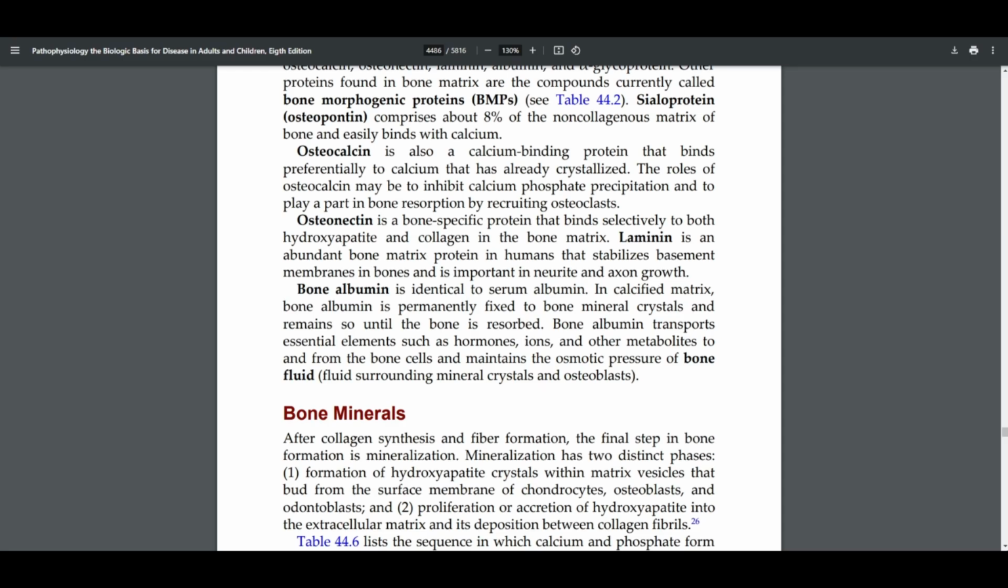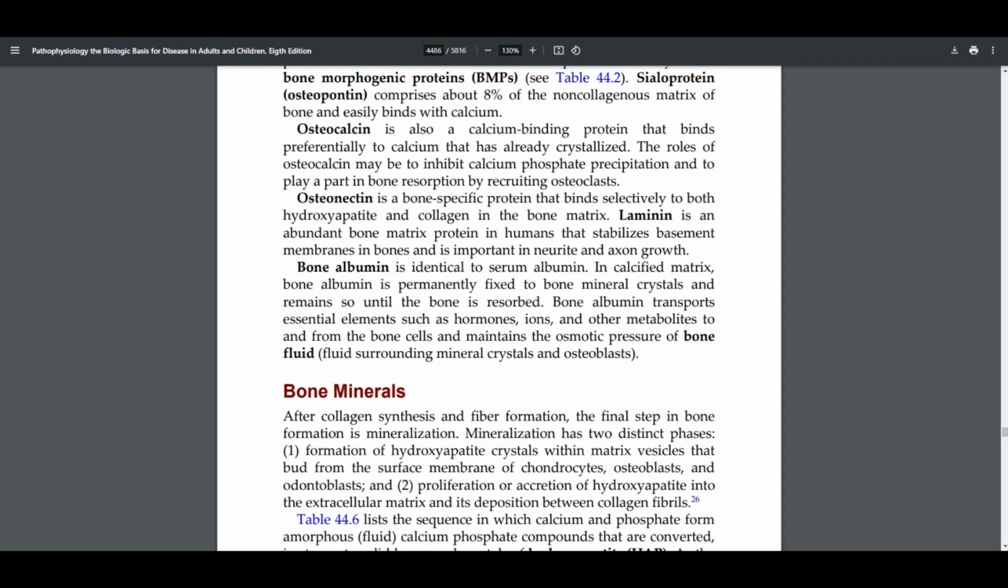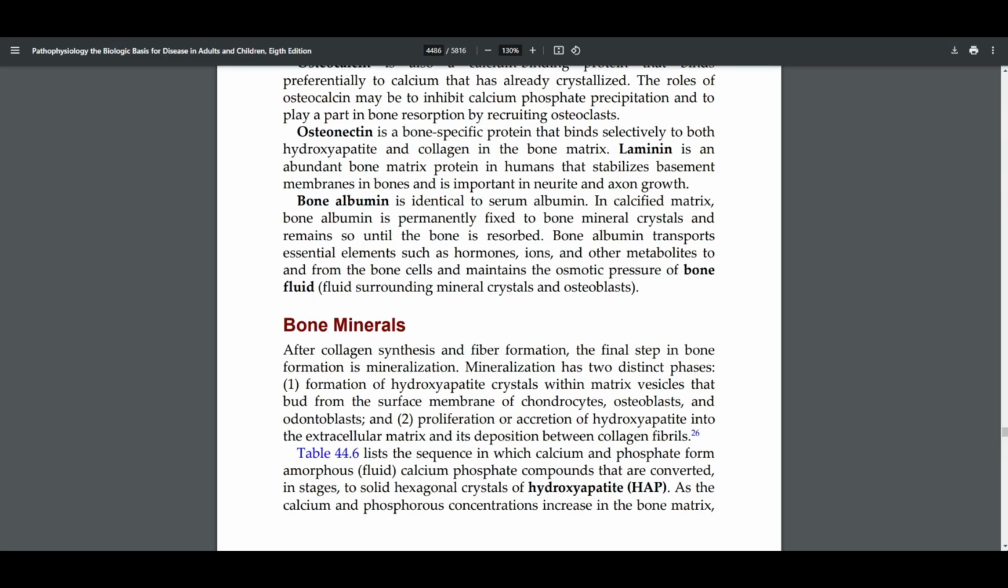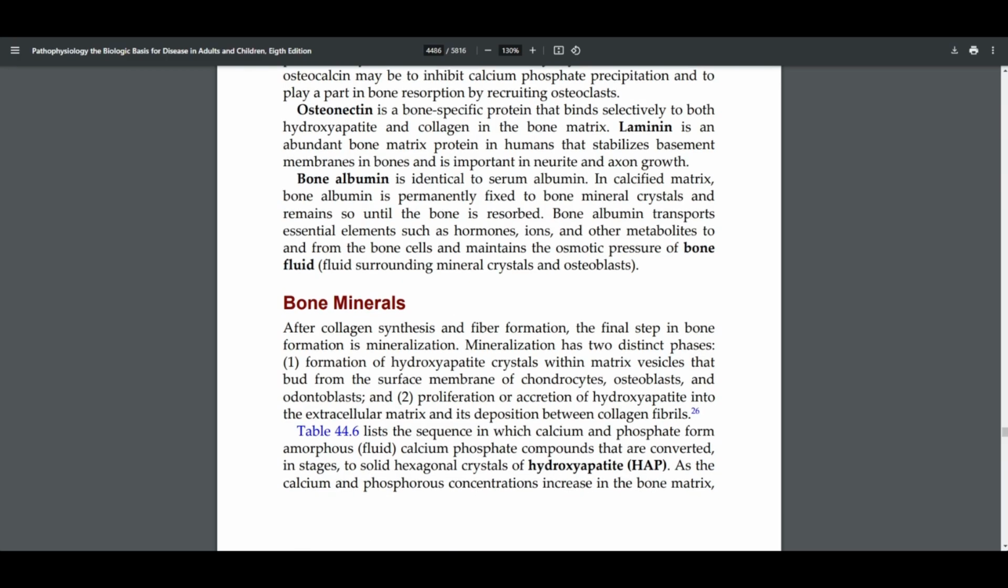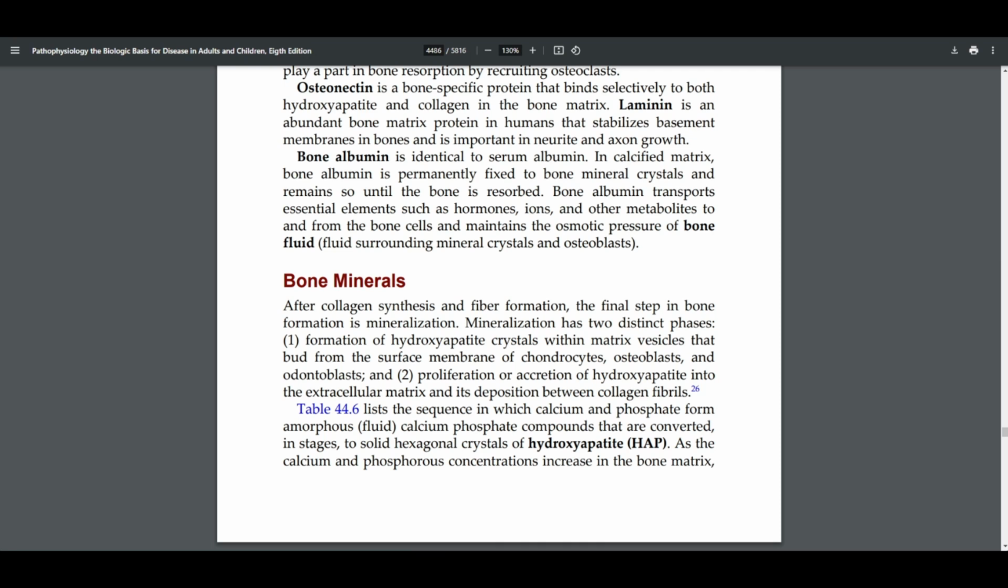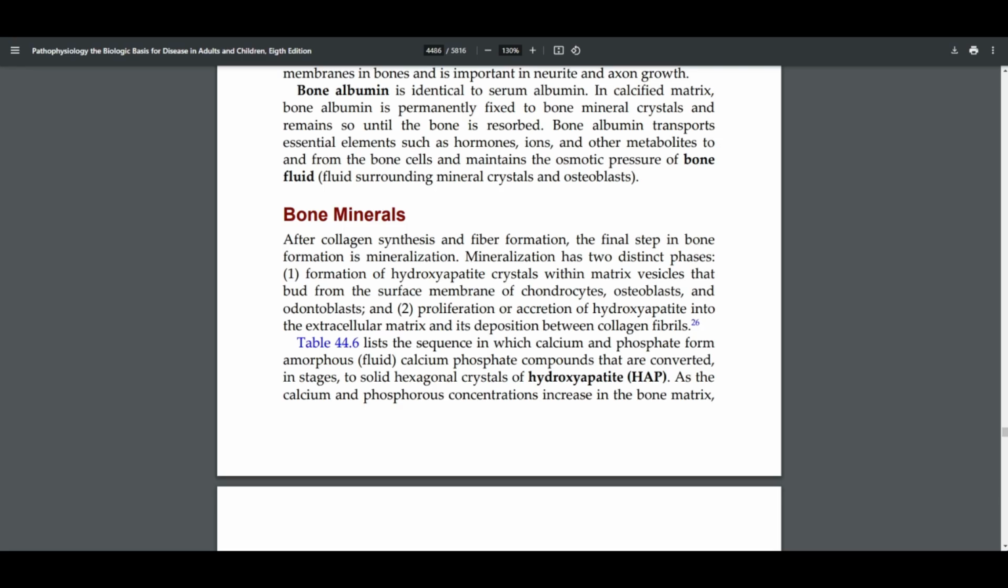Laminin is an abundant bone matrix protein in humans that stabilizes basement membranes in bones and is important in neurite and axon growth. Bone albumin is identical to serum albumin. In calcified matrix, bone albumin is permanently fixed to bone mineral crystals and remains so until the bone is resorbed. Bone albumin transports essential elements such as hormones, ions, and other metabolites to and from the bone cells and maintains osmotic pressure of bone fluid.